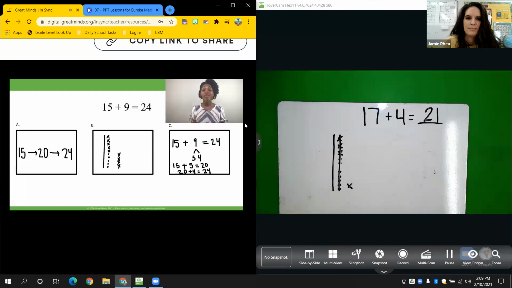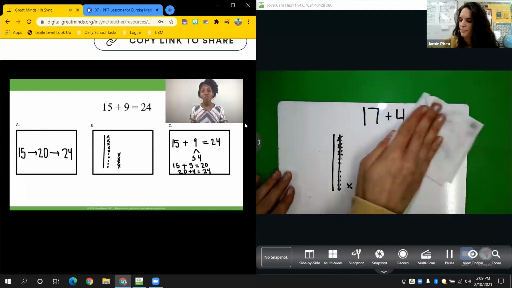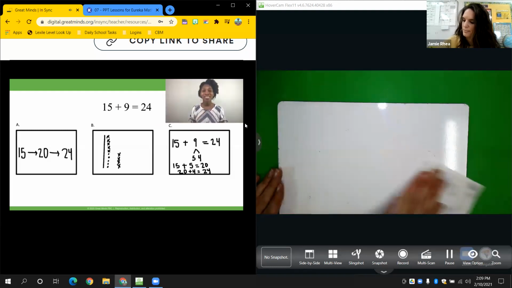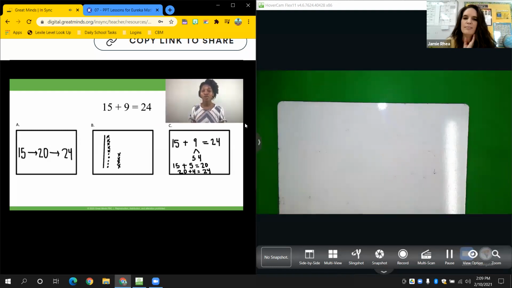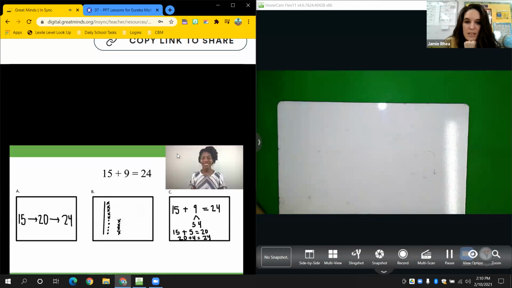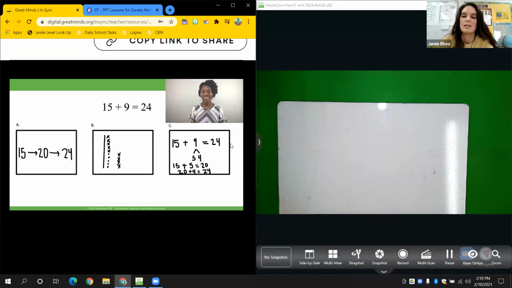Here, I have 3 different students that solved the problem 15 plus 9, which they got an answer of 24. Take a moment to look at the student work. Which of these students solved correctly? Point to the answer that you think is correct. And mathematicians, there may be more than one answer. Go ahead and point. Okay, I'm going to pause for a second because we need to look at these a little closer. Let's see if they're correct.